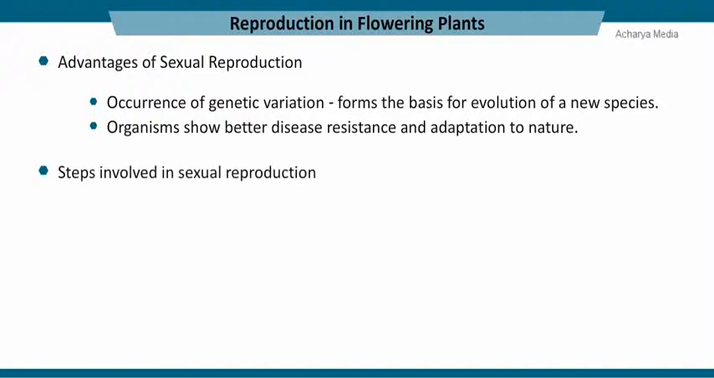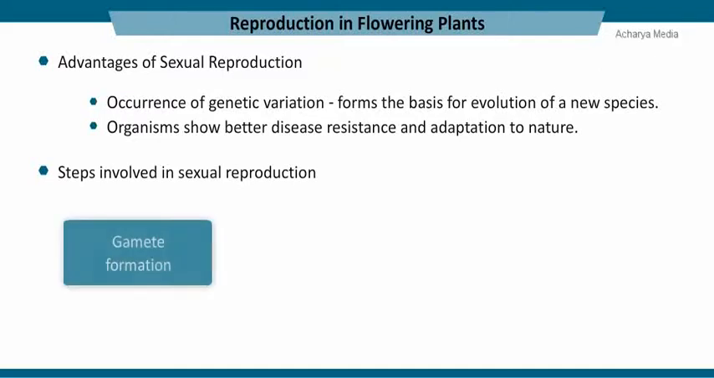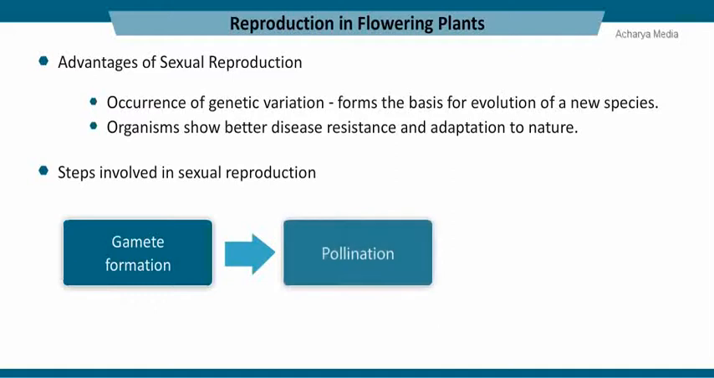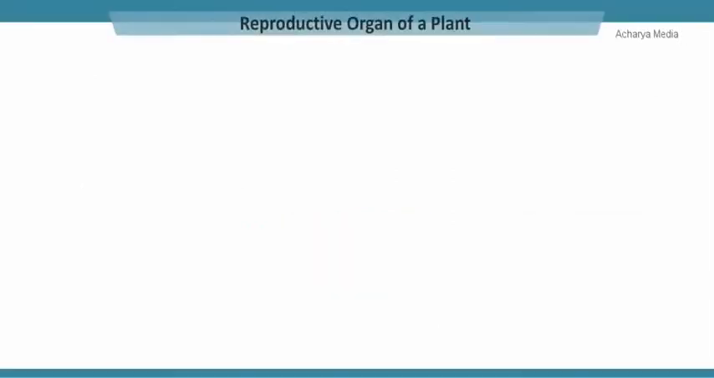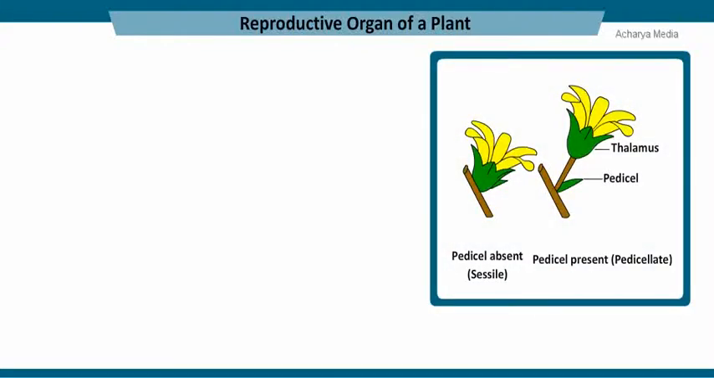Sexual reproduction takes place in three main steps. They are gamete formation, pollination, and fertilization. The flower is a modified vegetative shoot. It is considered to be the reproductive organ in higher plants because it is involved in sexual reproduction.